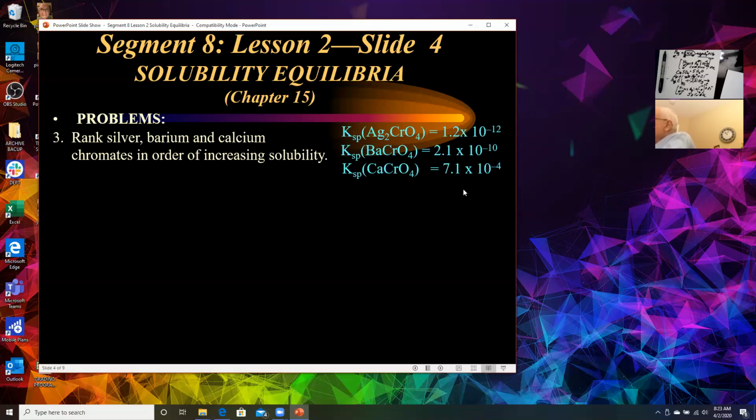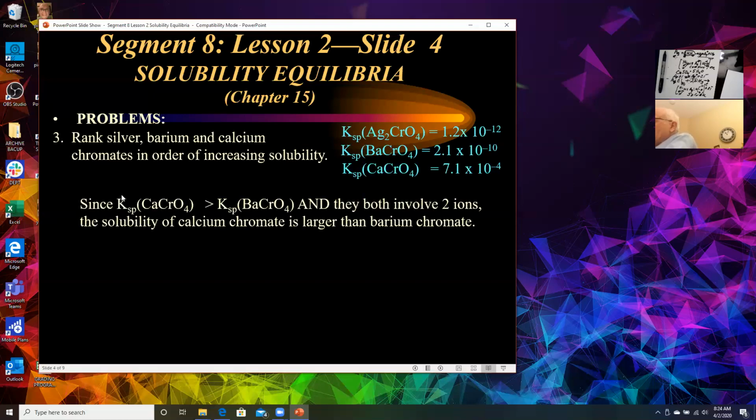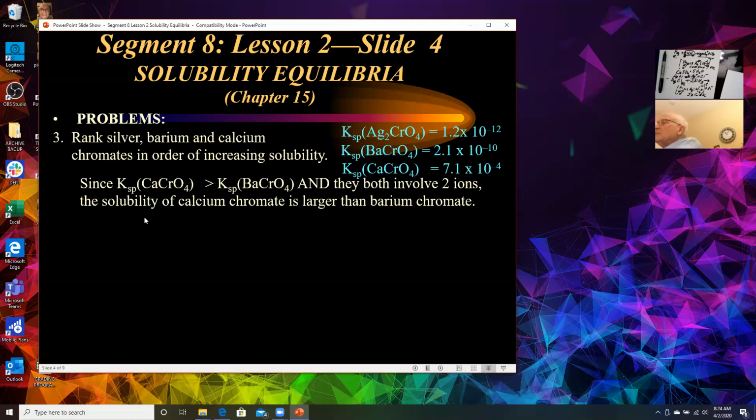Now, it is going to be true that barium chromate is less soluble than calcium chromate. I can compare those, but I can't compare these two with this one. So we have to compare the molar solubilities instead.